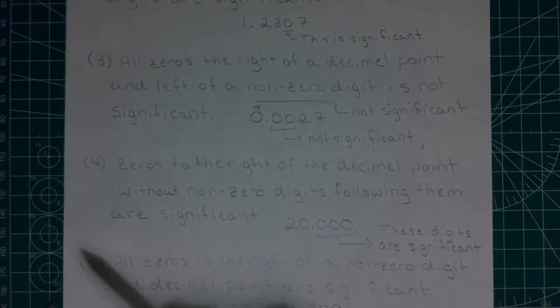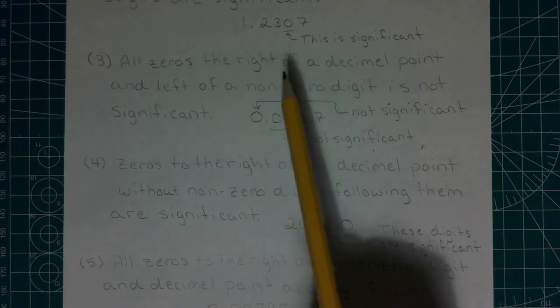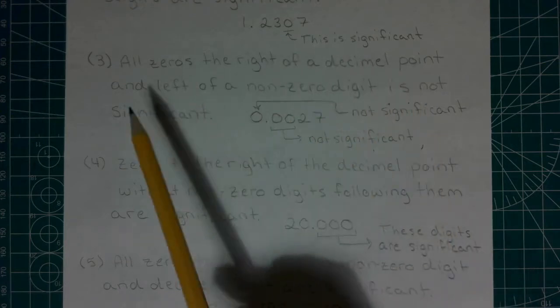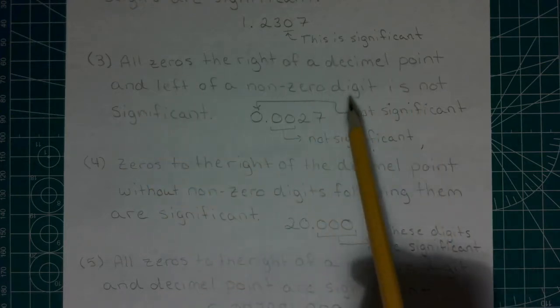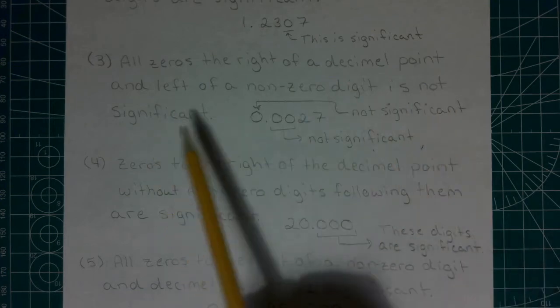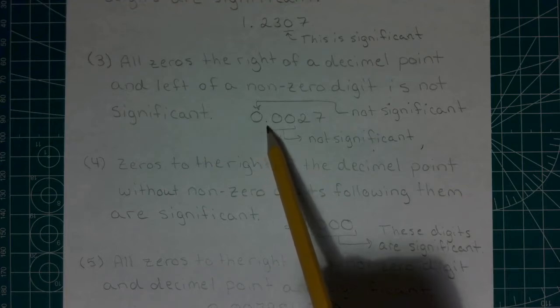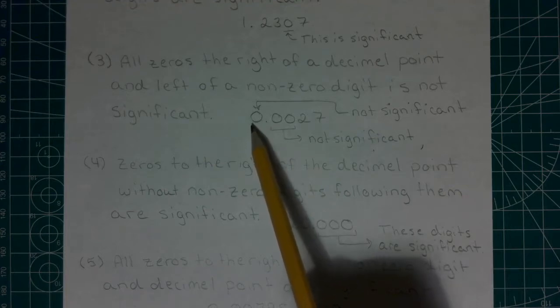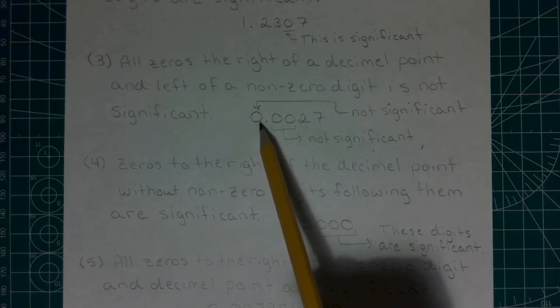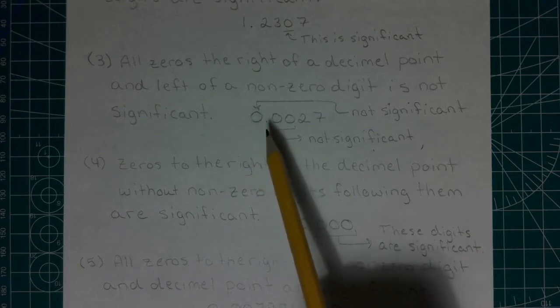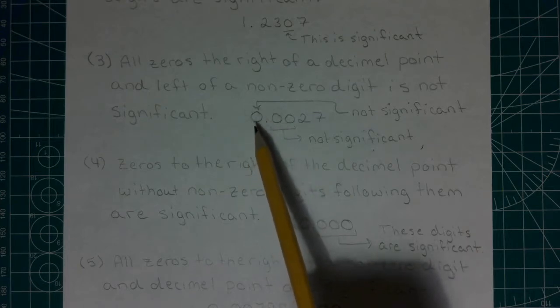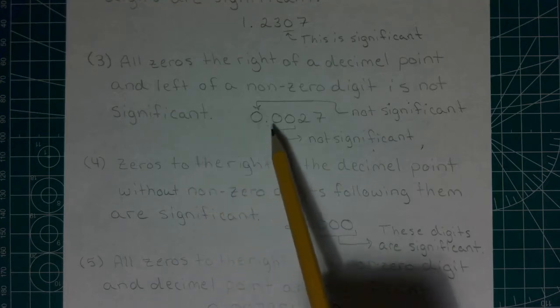Our next rule is that all zeros to the right of a decimal point and left of a non-zero digit are not significant. Okay, so we have this leading 0 before the decimal place. Now we only place that there just to make it clear that there's a decimal place here. That's the only reason that this convention ever started, and you could easily write this without that 0. So this 0 is never significant. None of these leading zeros are going to be significant.